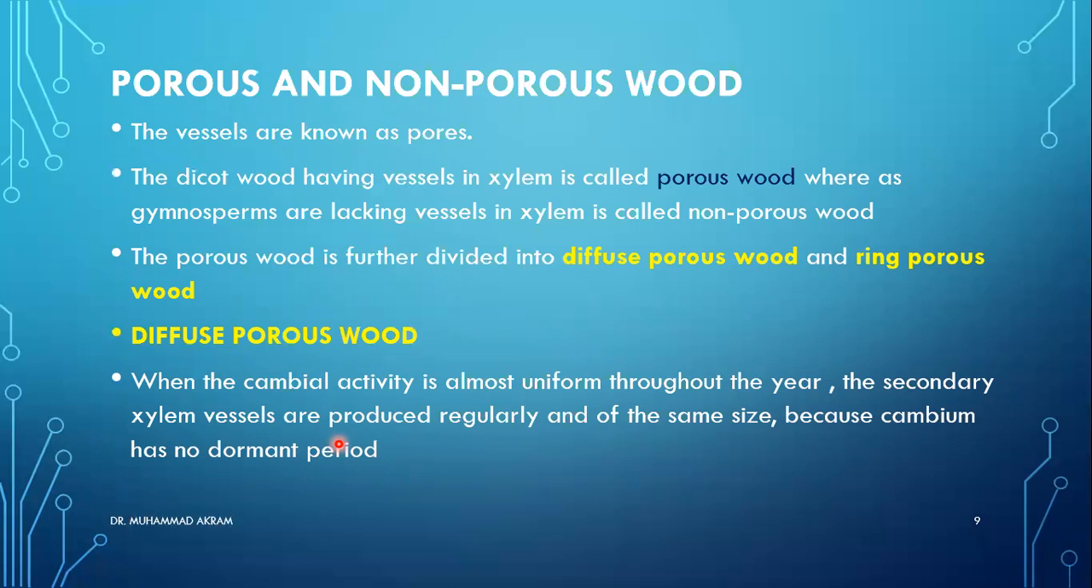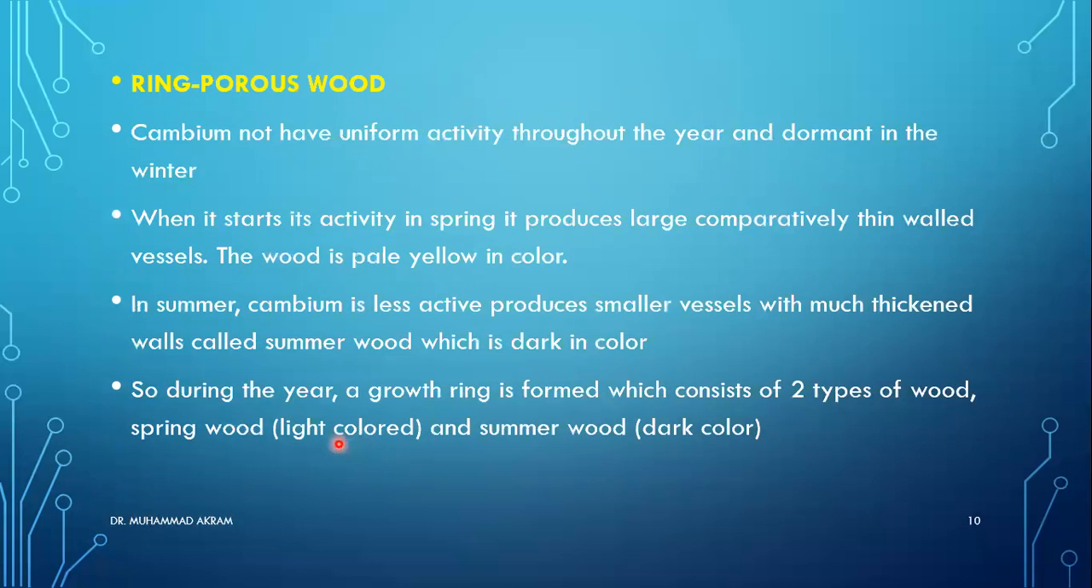In diffuse porous wood, the cambial activity is almost uniform throughout the year, and the secondary xylem vessels are produced regularly and of the same size because the cambium has no dormant period. This is the diffuse porous wood. The ring porous wood has cambial activity that is not uniform throughout the year, and the cambium is dormant in the winter.